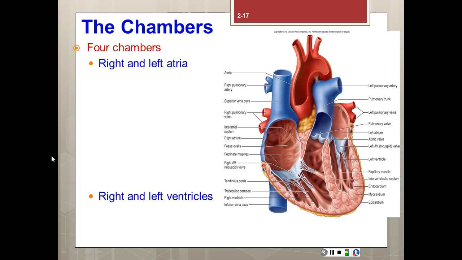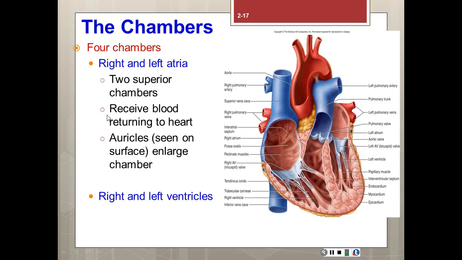Now the heart has 4 chambers. We have 2 atria, a left and a right, and we have 2 ventricles, a left and a right. Now, if I say atrium, that refers to just one. So we have 2 atria, but 1 atrium.